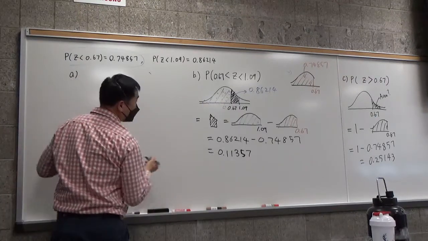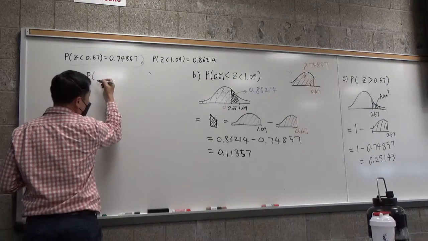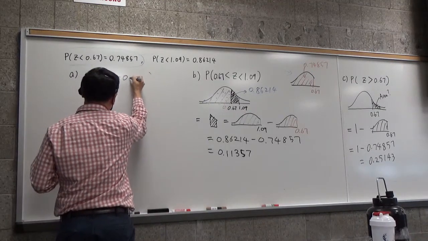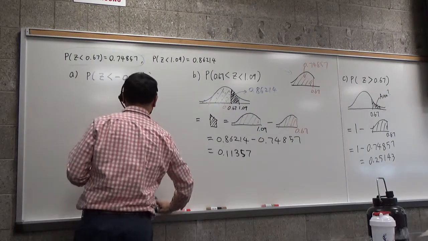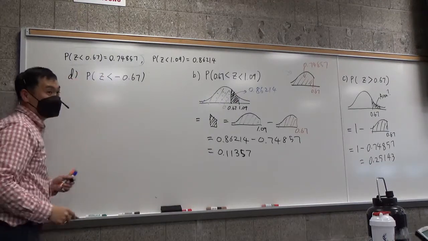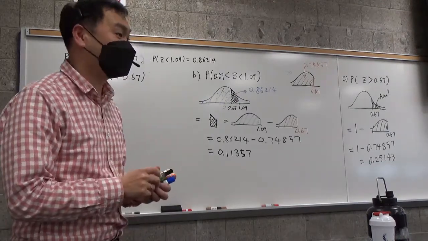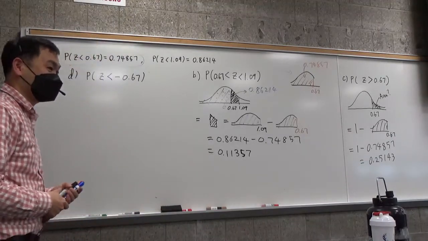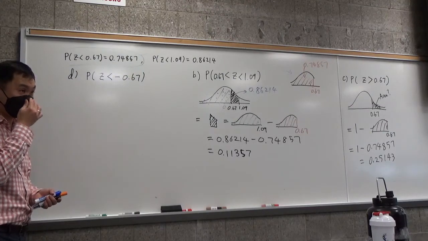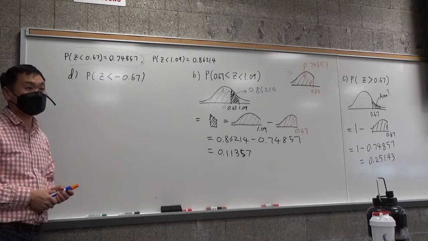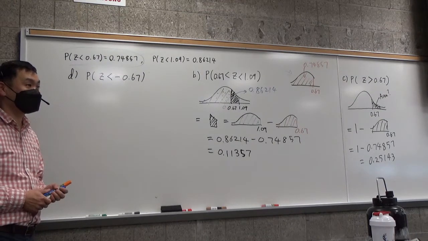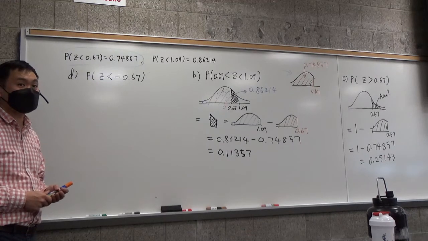Now let's try Z less than negative 0.67. Z is less than. Did anyone get the answer? Still working on it. We're getting there. Negative? No, the area can never be negative. Is it 0.25 again?